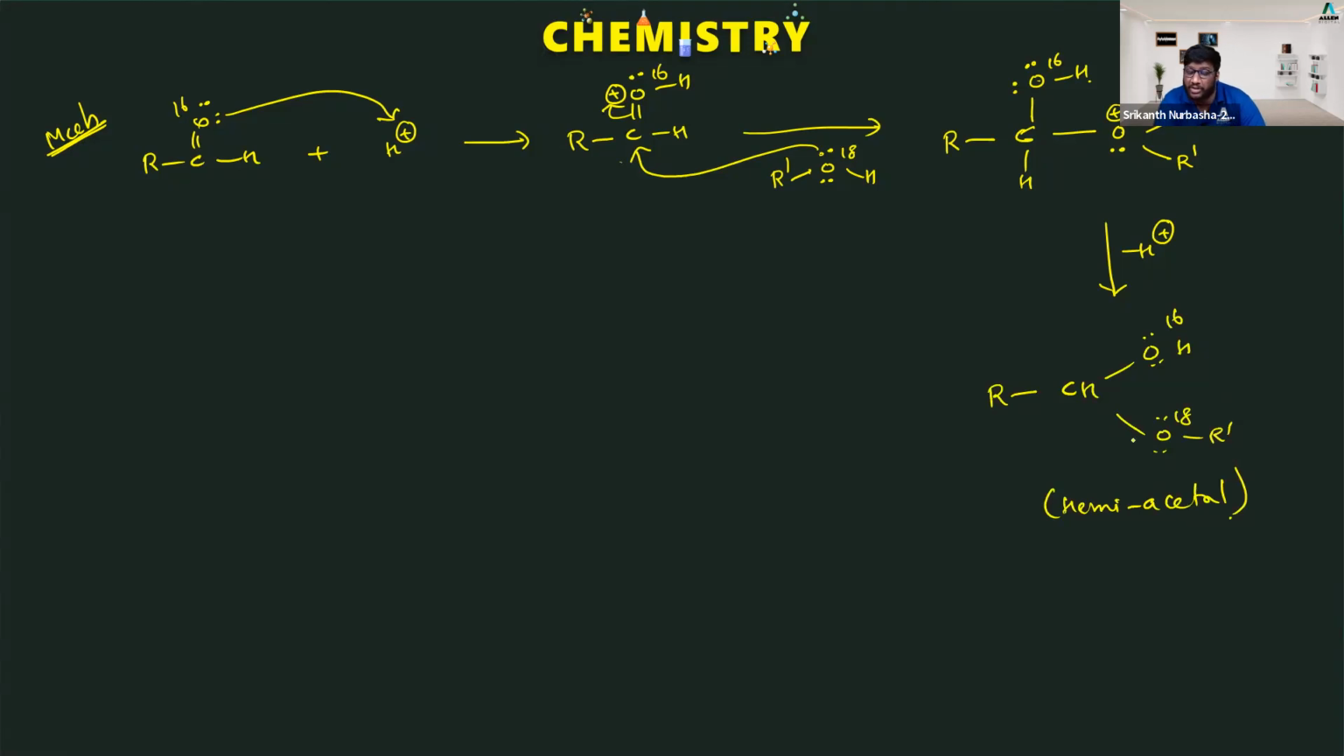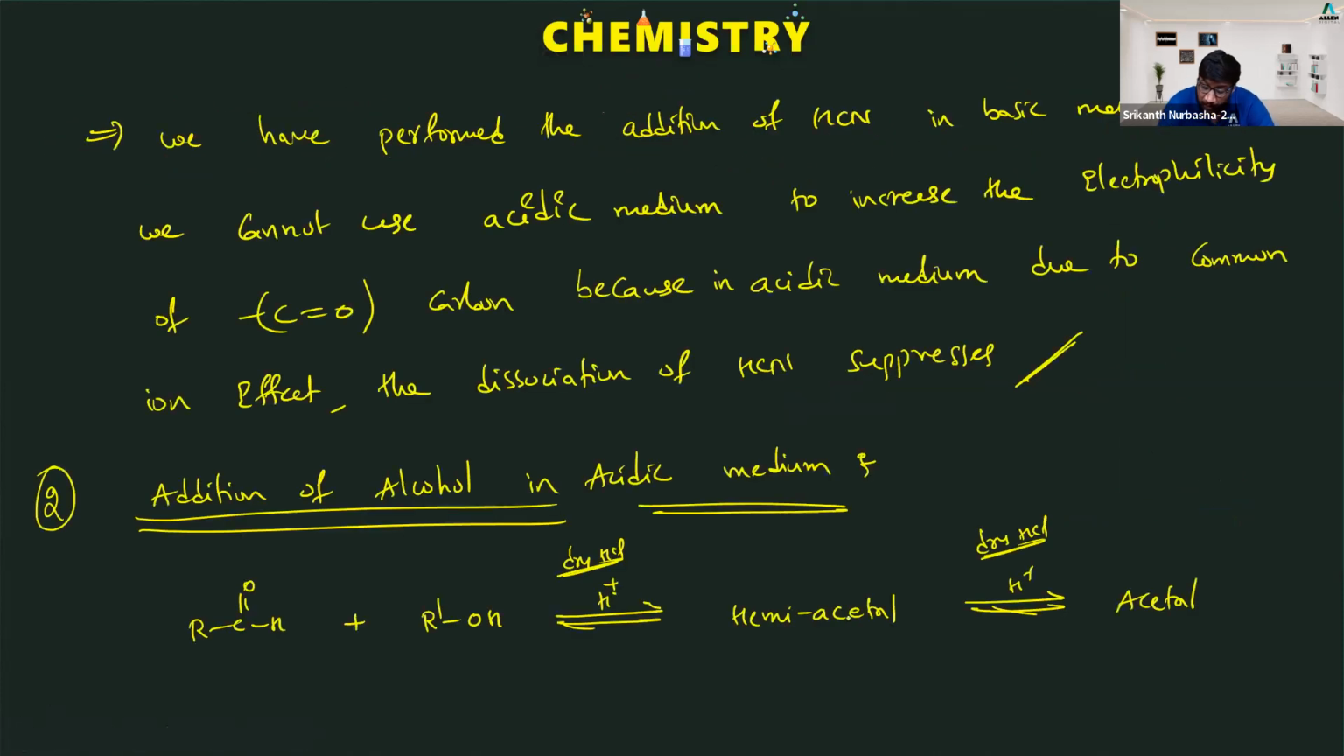This hemiacetal can also react with the next molecule. H plus ion can again attack. Now you have to answer this question. Sir, you say hemiacetal is formed. From hemiacetal, again we have dry HCl. There is an equilibrium established between alcohol and aldehyde with hemiacetal, and hemiacetal and acetal also have an equilibrium. So hemiacetal is treated with H plus ion.